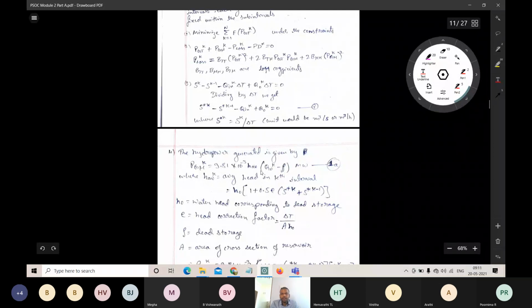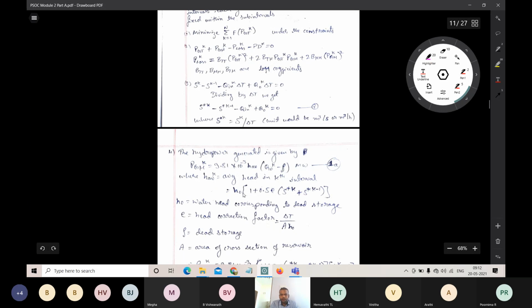H is the head, P is the length of the pole, rho is the density of the water, and G is the acceleration due to gravity constant. So everything is mentioned here. HAVK is the average head at the kth interval. If we consider the fifth interval, just substitute k equals 5. So this HAV will be given by H naught of 1.1 plus 0.5 E S star K plus S star of K minus 1.